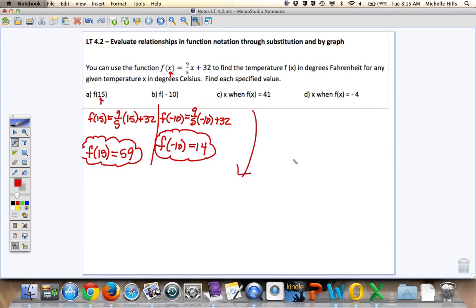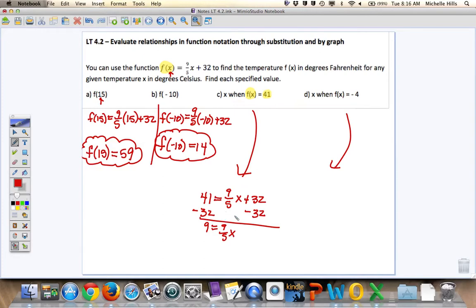Now I'm going to move these down here because I need some more room. Notice, here they're asking me to find x. I don't know what x is, so the 41 is not the x. The 41 is equal to the whole f of x. So where this f of x is, I'm going to switch 41 in its place. So my equation is going to be 41 equals 9/5 x plus 32. And I'm going to solve this for x. So I'm going to subtract 32 from both sides, and I'm going to get 9 equals 9/5 times x.